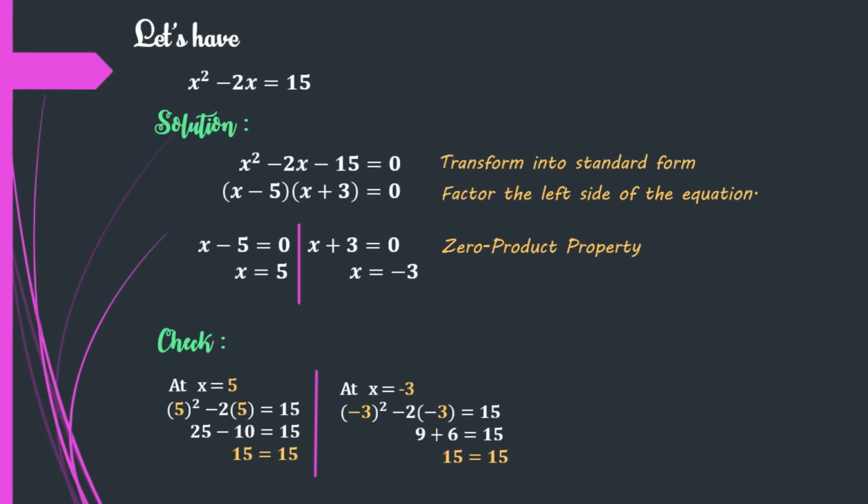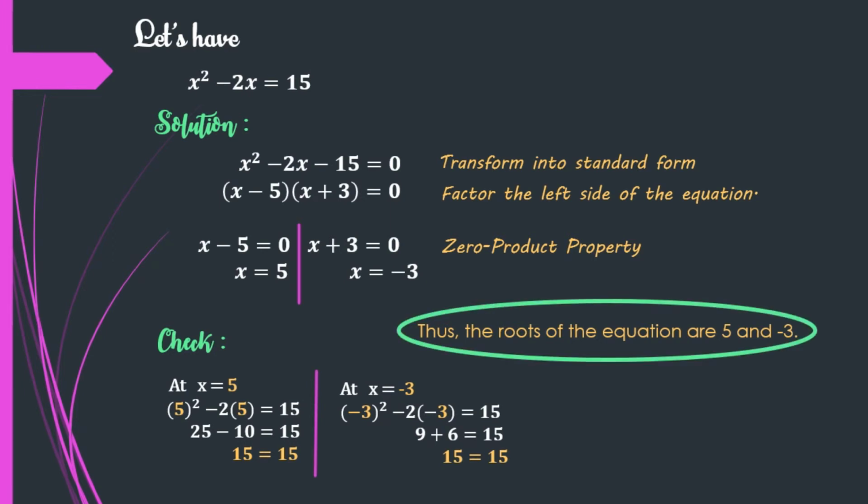Let's try x is equal to negative 3. The same thing, we substitute negative 3 into the original equation. We have negative 3 squared minus 2 times negative 3 is equal to 15. We simplify the equation. We have 9 plus 6 is equal to 15. Thus, 15 is equal to 15. So the roots of the equation x squared minus 2x is equal to 15 are 5 and negative 3.